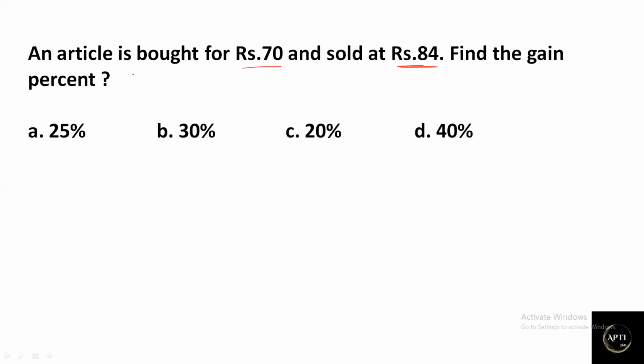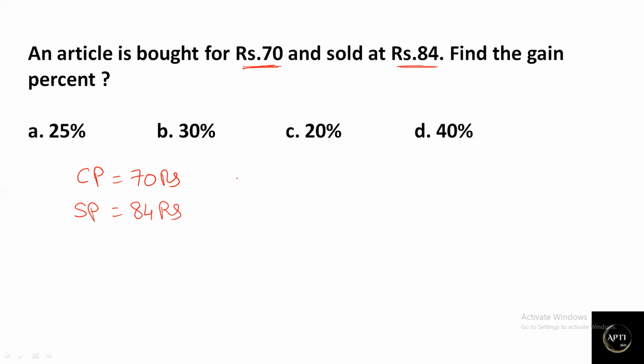Now if you observe this, an article is bought for 70 rupees. If we are buying one article for 70 rupees, can I say that the cost price of the article is 70 rupees? Correct, the cost price of the article is 70 rupees. Now sold at 84 rupees, can I say that the selling price is equal to 84 rupees? Now find the gain percentage; gain or profit, both are the same.